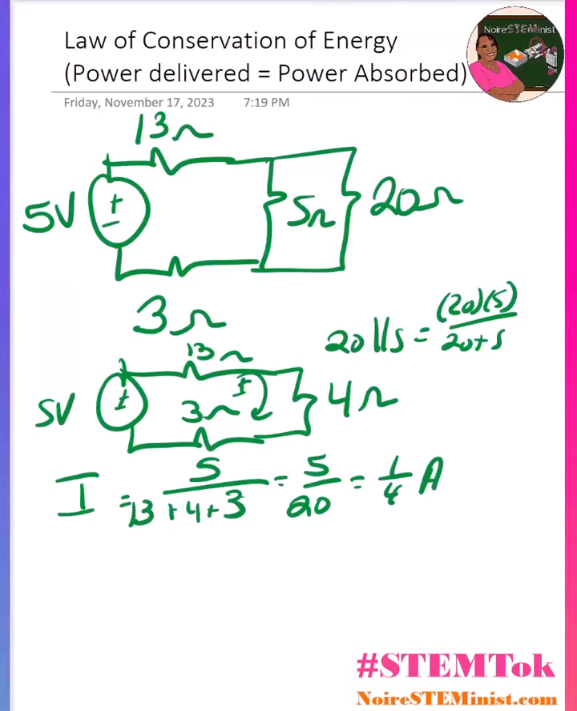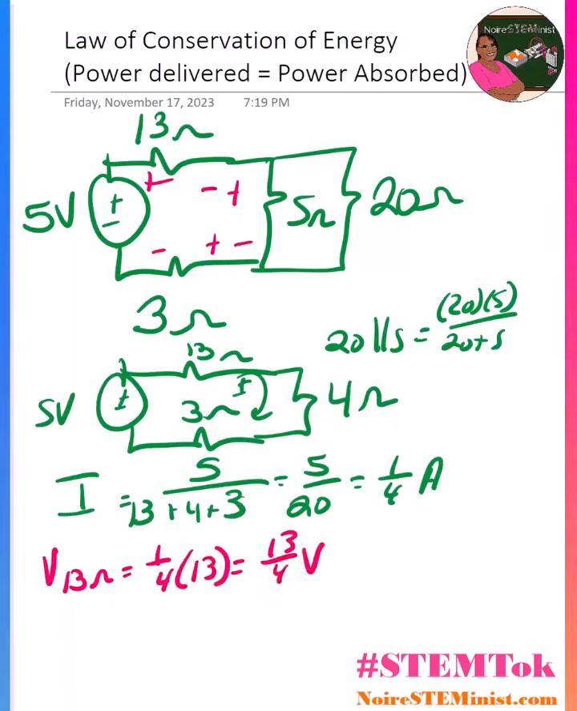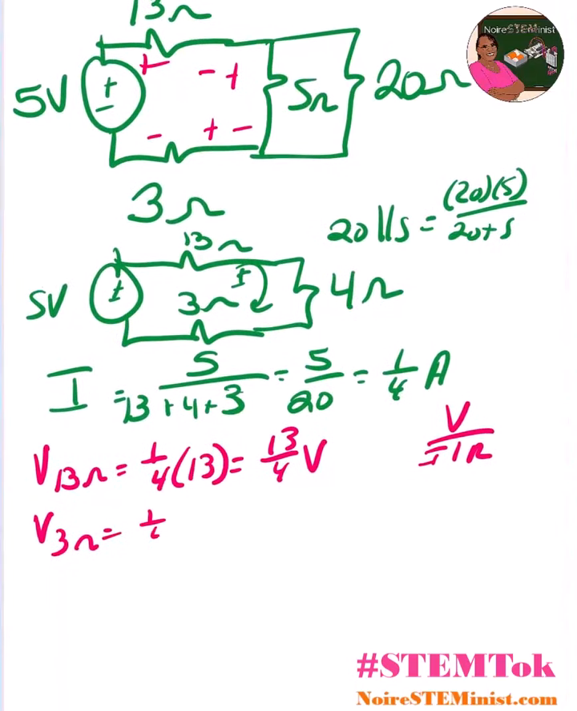So the current is equal to 1/4 amps. So next we found the voltage across the 13 ohm resistor by using Ohm's law, which is V equals I times R. So that is going to be 1/4 times 13, which is 13/4 volts. The voltage across the 3 ohm resistor is 1/4 times 3, which is 3/4 volts. And the voltage across the 4 ohm resistor is 1/4 times 4, which is 1 volt.